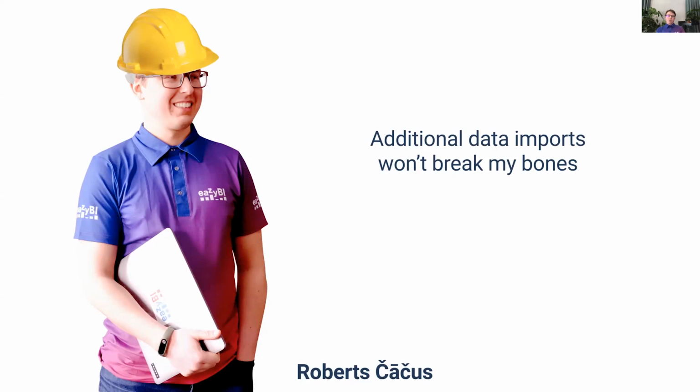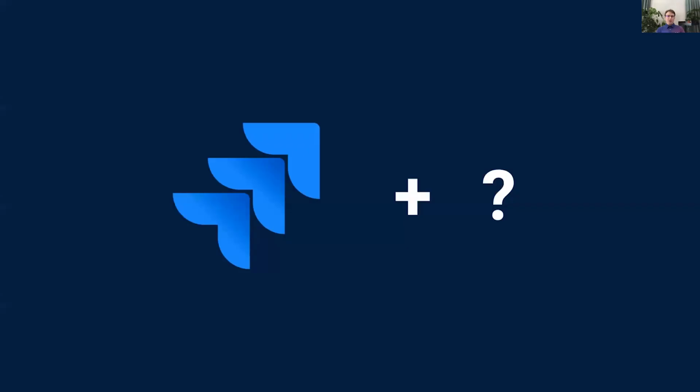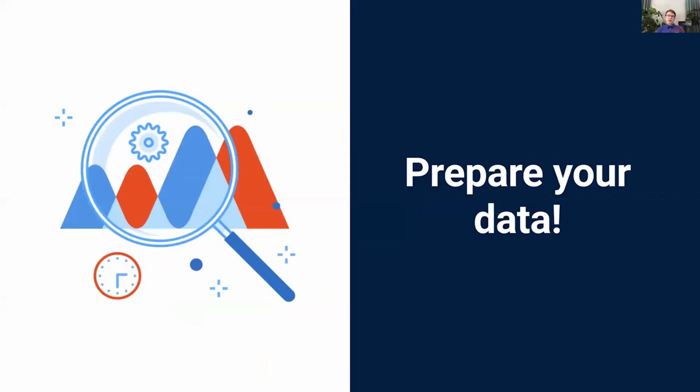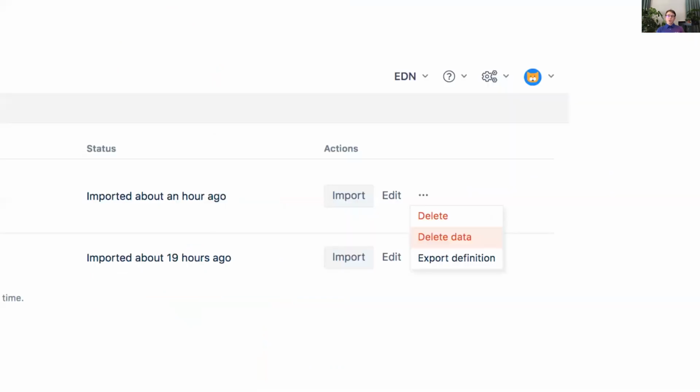Before we part ways, a few takeaways. Not all your data lives in Jira, but that doesn't mean it can't be friends with it. If you have a point or two to tie the data to, you can make it work. Prepare your data. Test the mapping preferably in a separate EasyBI account. And for the additional source, the delete data button is your friend. Delete the additionally imported data and make the necessary changes to the data mapping until it works.